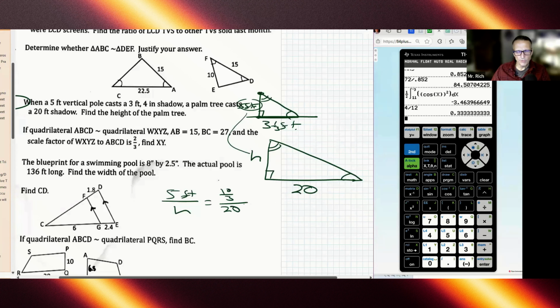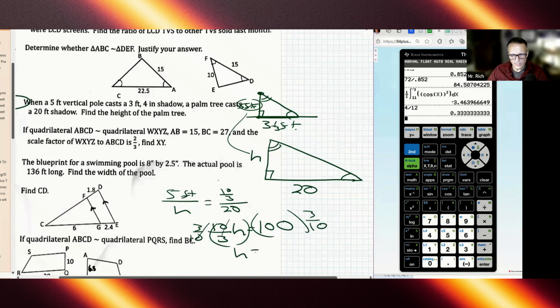Now I'm going to cross multiply. If I ever run into an equation where 2 fractions are equal to each other, I know that their cross multiples have to be the same. 10/3 times h must be equal to 100, which is 5 times 20. Then to solve for h, I multiply both sides by 3/10 to get rid of the 10/3. 3/10 times 10/3 is 1. So h is 300 over 10, which is 30. That means this palm tree is 30 feet tall. Okay, Macklin, that's what's shaking there.